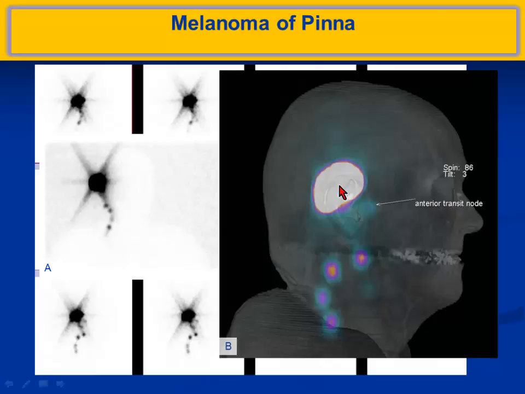So this is the patient we injected around the pinna, and as you can see there are multiple nodes, and on the SPECT CT it is easy to localize all the nodes. And for the surgeon, this is the type of images he wants. It's easy for him to think in terms of 3D, and he can plan his approach, like which side he is planning to go.